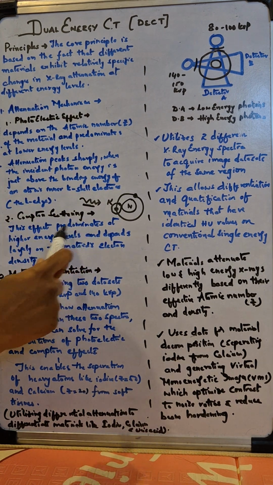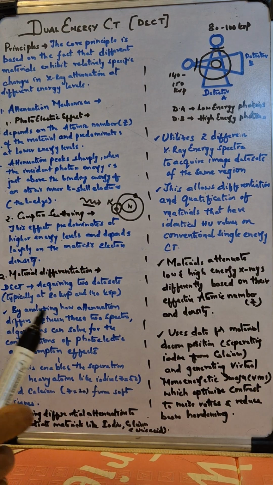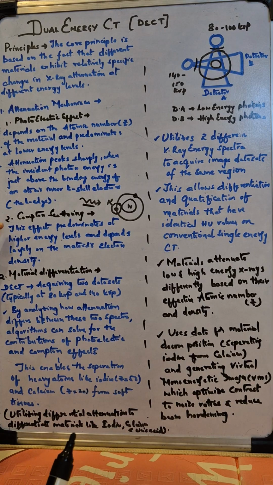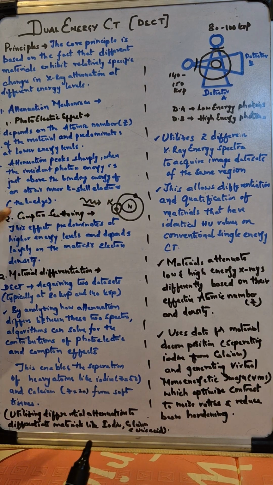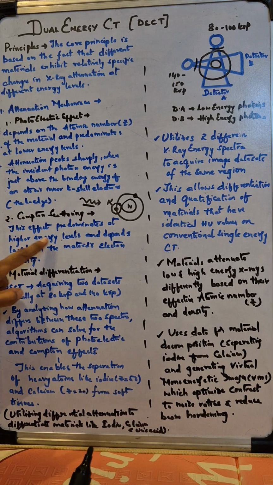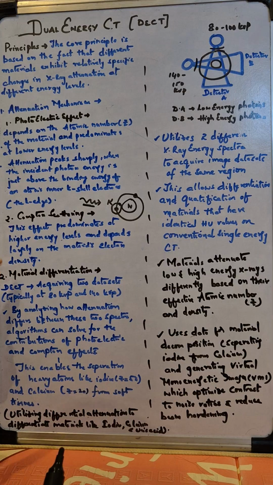Then Compton scattering. This effect predominates at high energy levels and depends largely on the material's electron density. Remember, the photoelectric effect depends upon the atomic number and predominates at low energy levels. Compton scattering predominates at high energy levels and depends largely on the material's electron density.